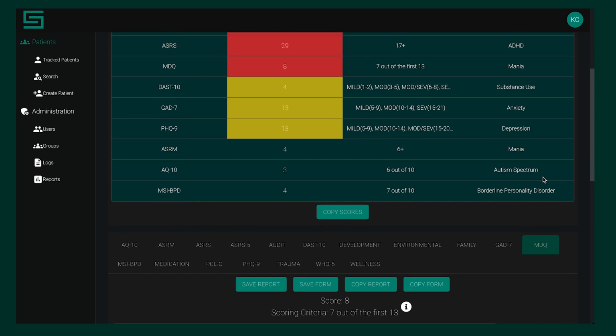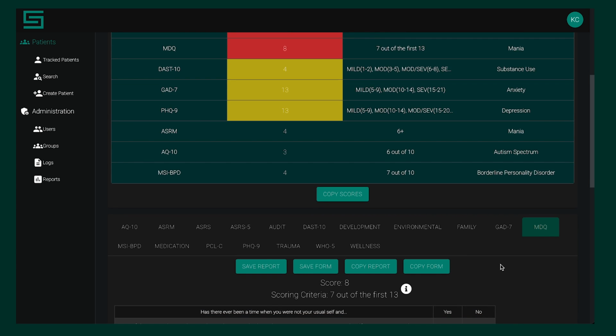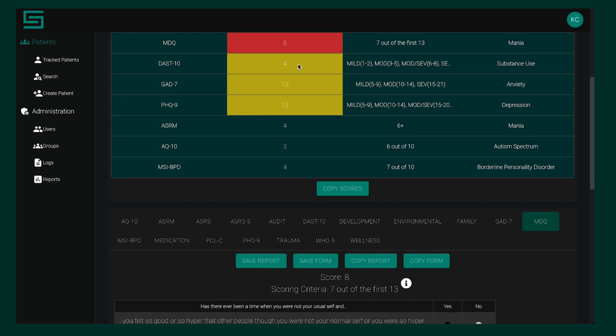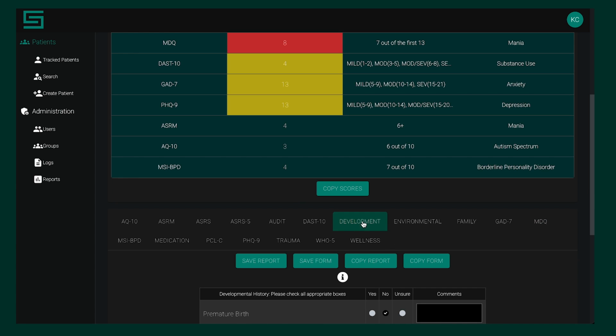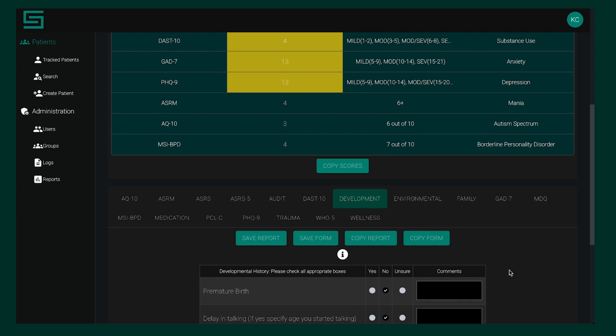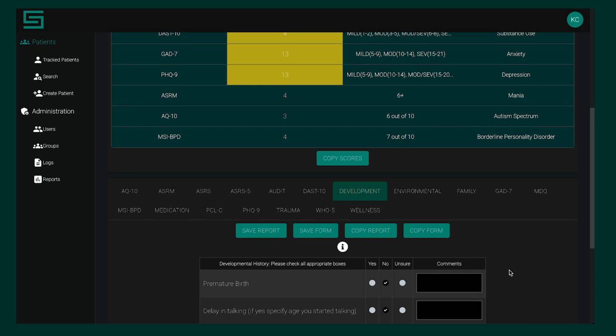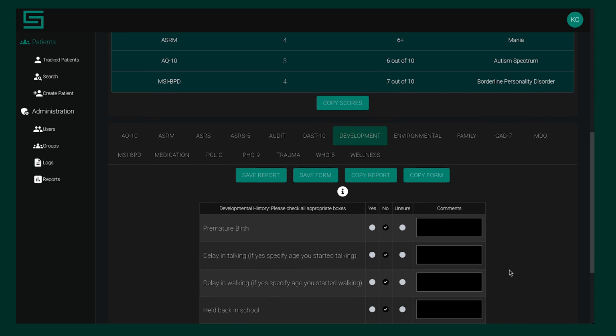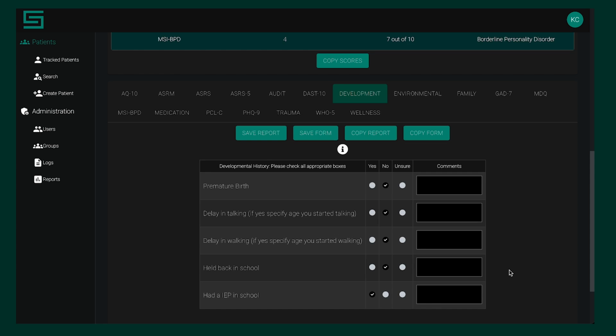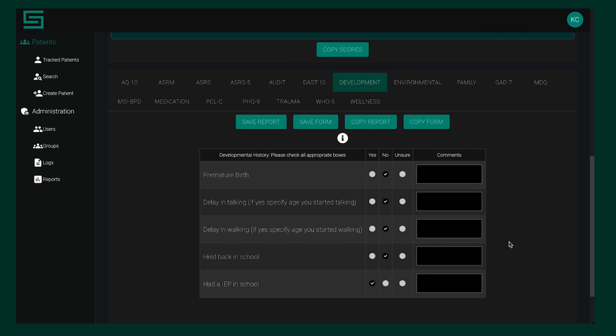Some other pieces that are really important to look at as you're preparing to see the client is all of the data that doesn't pop up here, which is our developmental questions. So we'll click on those. In another video, I'll share with you some developmental questions that help point to some autistic traits. But looking at the developmental sheet, it looks like we had no premature birth, delays in talking, delay in walking, or held back in school.